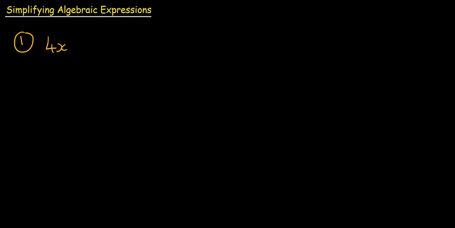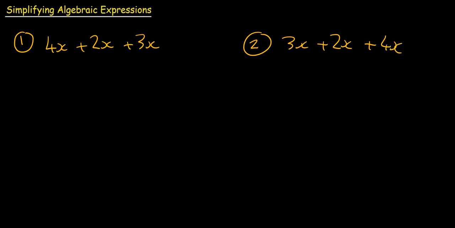Let's do 4x plus 2x plus 3x, 3x plus 2x plus 4x, and I would like you to collect like terms for me. Okay, so all these are like terms, so we can add 4 plus 2, which is 6, plus 3, which is 9x. Here we can do the same. 3 plus 2 is 5, plus the 4 is 9x. Let's try something slightly different.